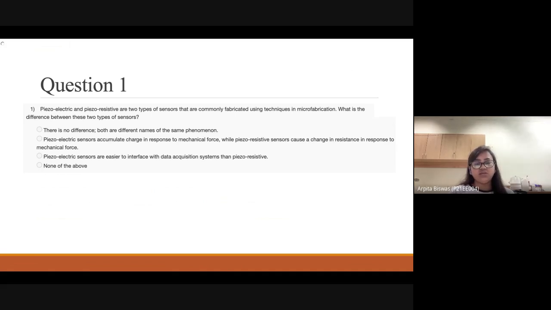First option, there is no difference. Both are different names of the same phenomenon. The second option is piezoelectric sensor accumulate charge in response to the mechanical force, while piezoresistive sensor cause a change in resistance in response to the mechanical force. And third option is piezoelectric sensor are easier to interference with data acquisition system than piezoresistive. And the fourth option is none of the above. So go through the question carefully and try to give the right answer.